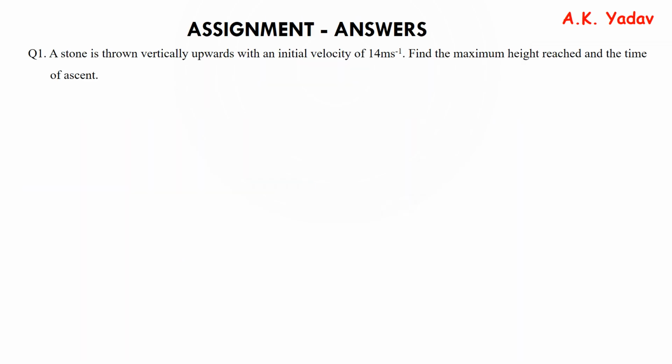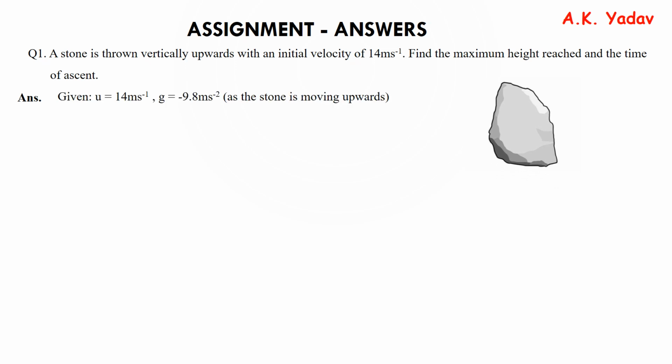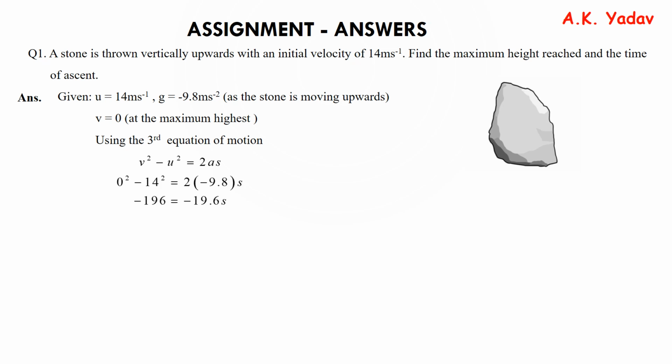Question number 1. A stone is thrown vertically upwards with an initial velocity of 14 meter per second. Find the maximum height reached and the time of ascent. So this is the stone. It moves with initial velocity 14, reaches maximum height. So u is 14, g is minus 9.8. v is 0 at the maximum height. So using the third equation of motion, v square minus u square is equal to 2as, we put the values and find s is equal to 10 meters. So this is the first part, that is, maximum height is 10 meters.